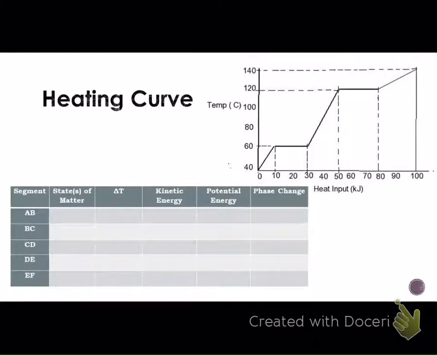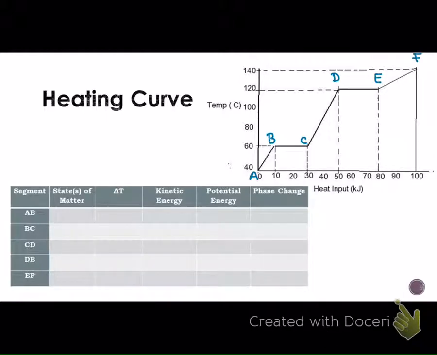So let's go ahead and take a look at our heating and cooling curves. The first thing I need you to do, because the table we're going to fill in talks about segments, this particular graph didn't label for us. We need to just label a couple of points. So what I need you to do is mark down here by the origin as A. We're going to label this as B, C, D, E, and F.